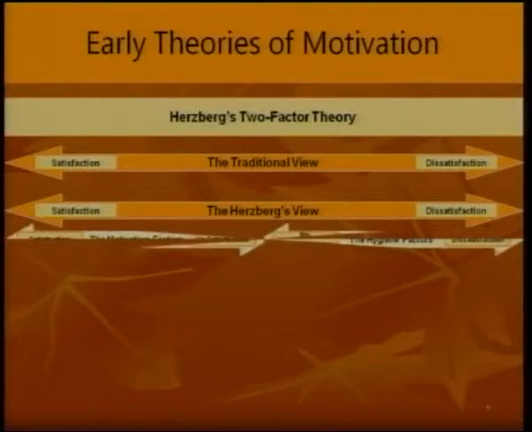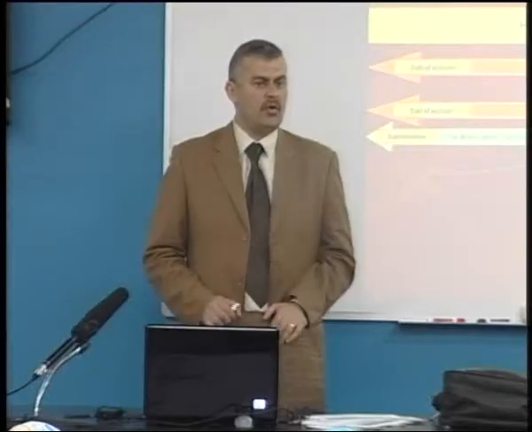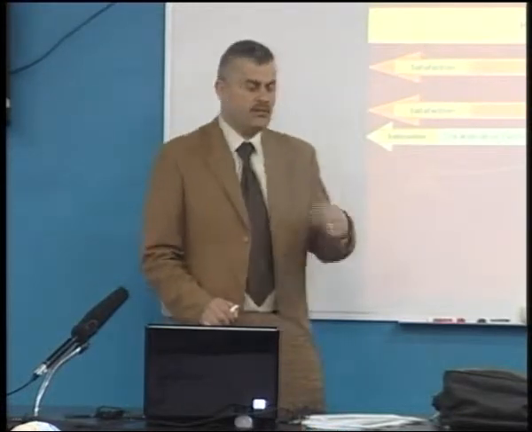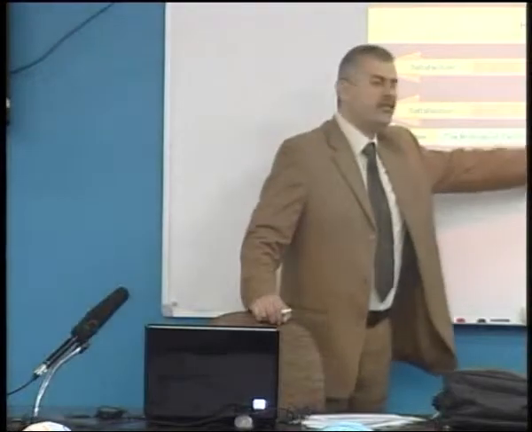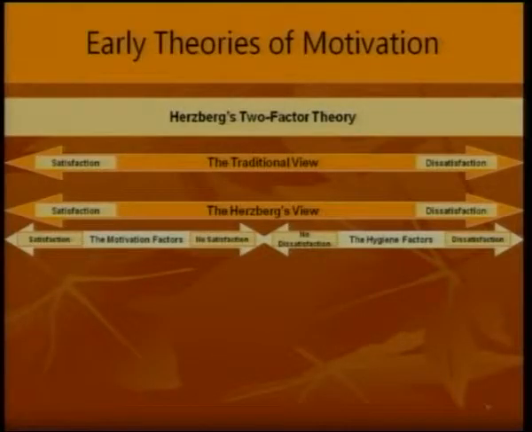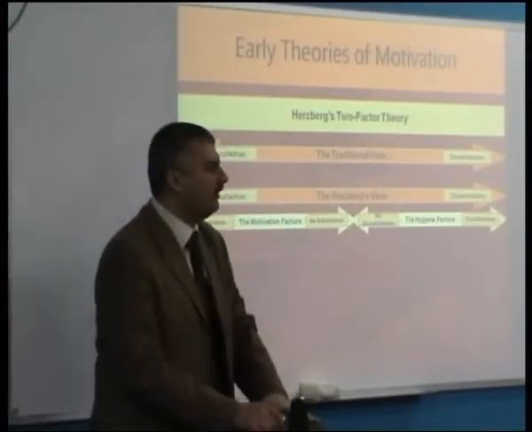Now how he suggested this model, he said that there are two different sets of factors, and the availability and the absence of those factors is going to cause either satisfaction or dissatisfaction. So the middle area here is no dissatisfaction, no satisfaction. Again, he suggested that there are two sets of factors. The first one he named the hygiene factors, and the second one he named the motivational factors.